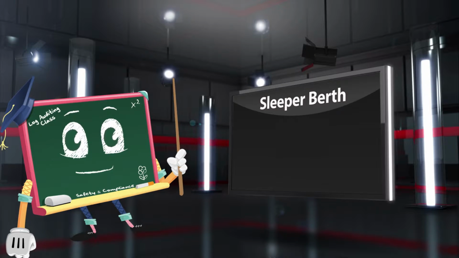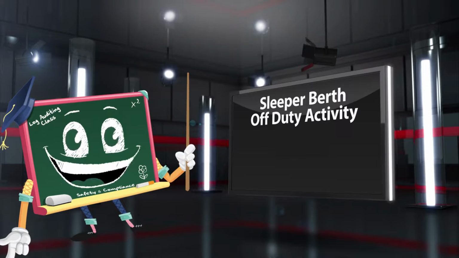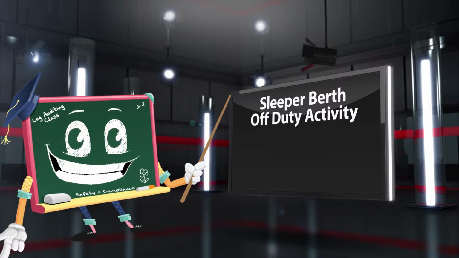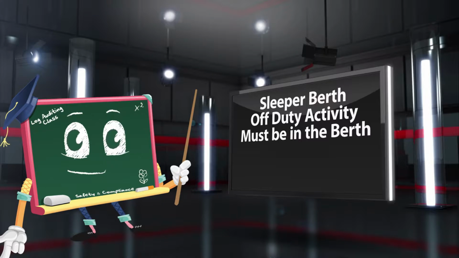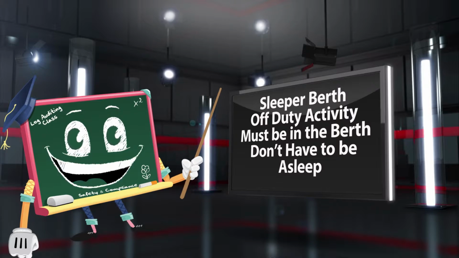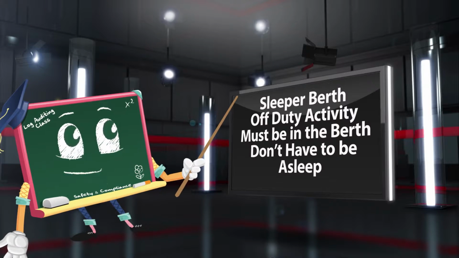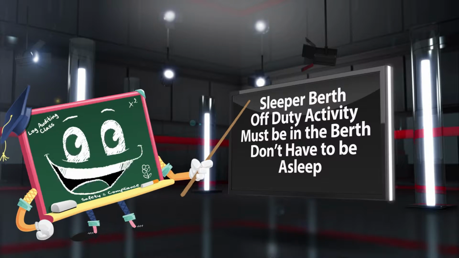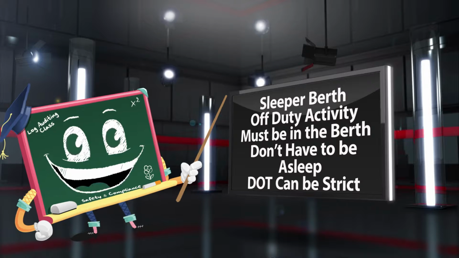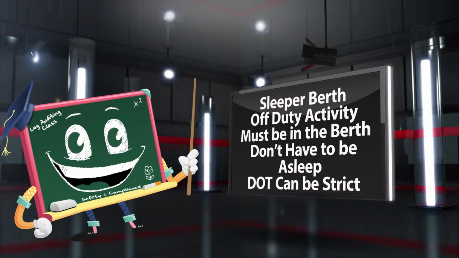A sleeper berth. This is another off-duty activity, but this is very specifically defined as being in the sleeper berth of a truck that obviously has one. You don't necessarily have to be sleeping, but you do have to be in that berth. So you can't be in the sleeper berth and in a restaurant if the DOT is getting particular.